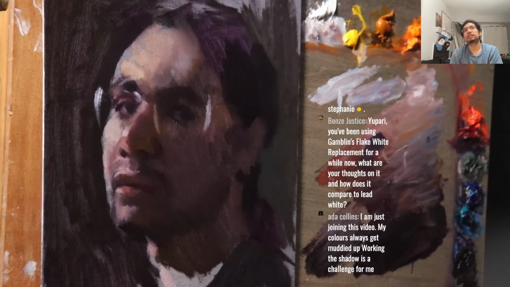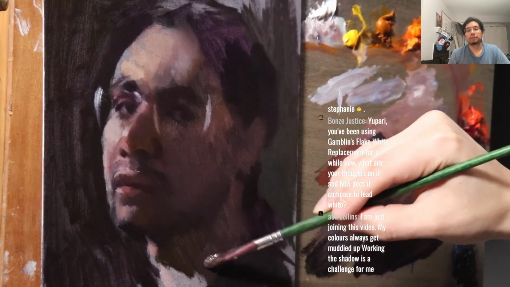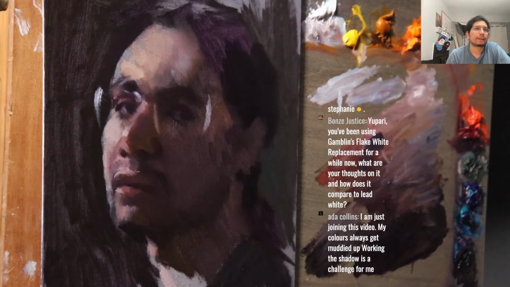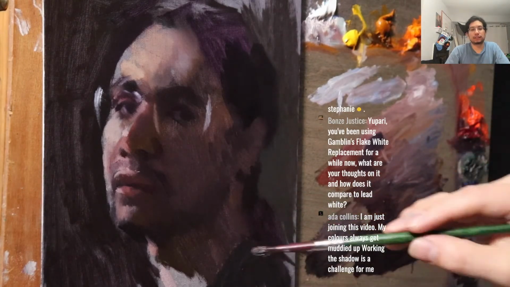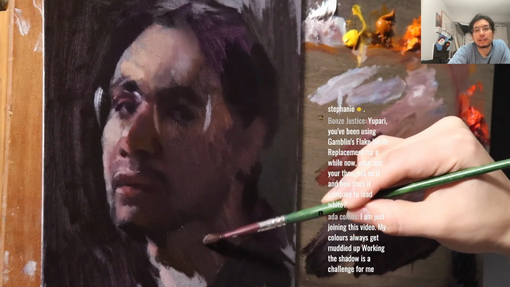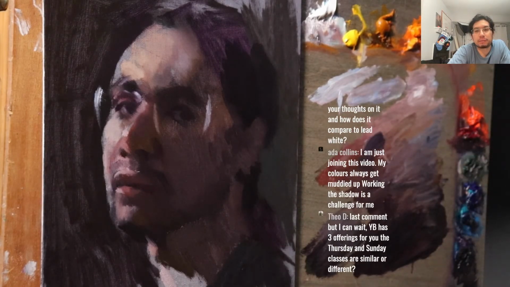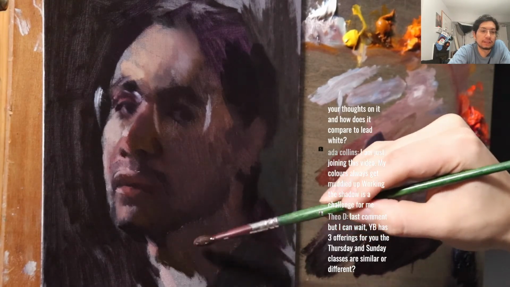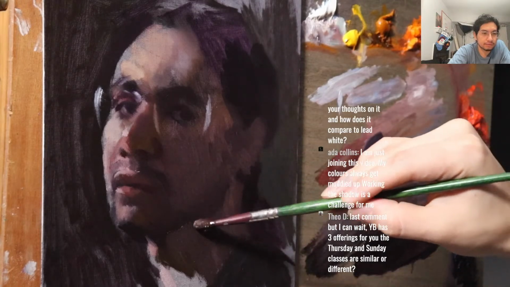And I will say, you know what, it's closer to lead white number two, which is not the linseed, the walnut oil lead white. It's closer to that one. But I like it. I'll keep using it. And I'm using it again because I'm in an apartment, so I don't want to have to clean up lead in an apartment.